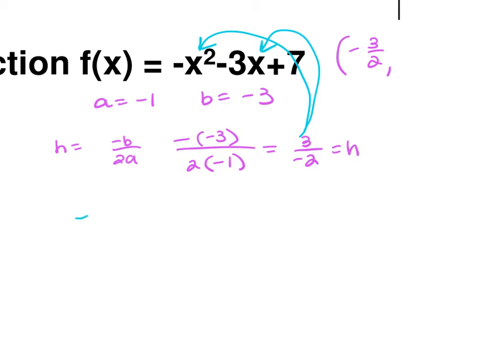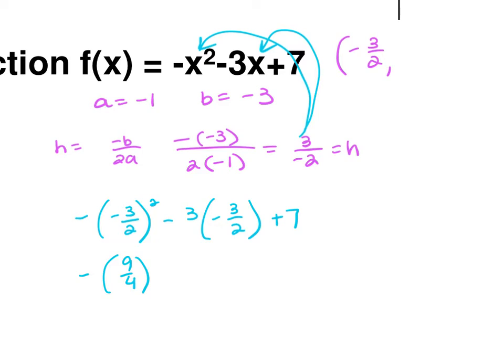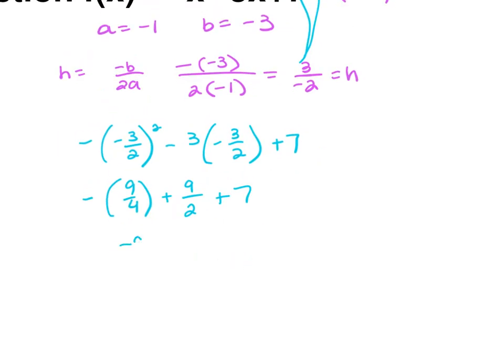This is a negative on the front. The negative 3/2 gets plugged in parentheses. Square it, minus 3 times negative 3 over 2 plus 7. Square, then take the negative from the front. So the square of negative 3/2 is the opposite of 9/4. Negative 3 times negative 3/2 is positive 9/2 plus 7. So this becomes negative 9/4.